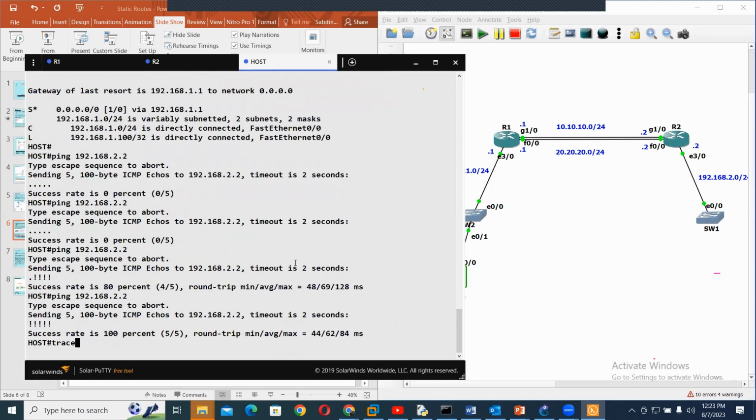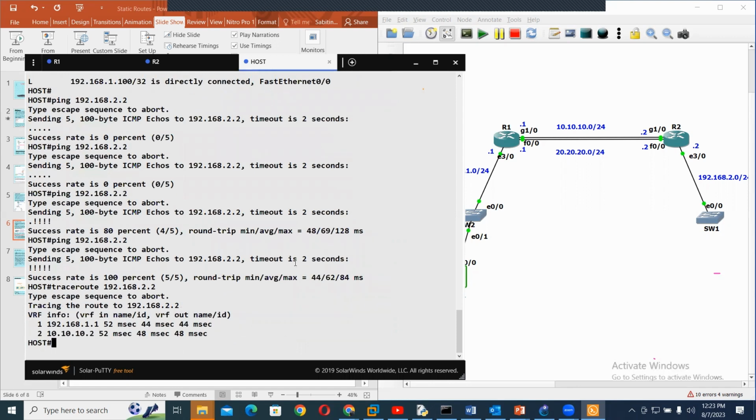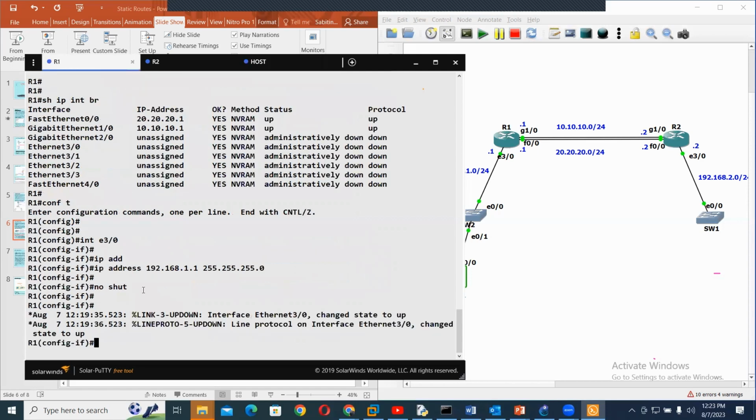So trace route. Wait. Okay. Trace route 192.168.2.2. And you can see now the packets have passed through 10.10.10 as the primary.